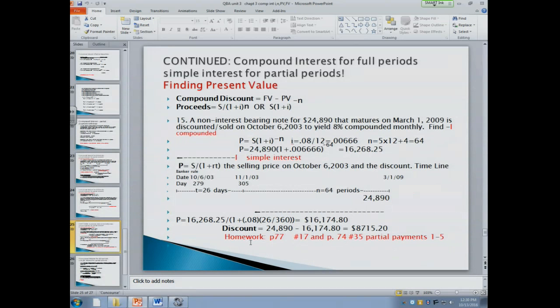So we have a few homework problems here. Page 77, there's 17, page 74, 35. And then on Blackboard, there's practice on your homework sheet called partial payments, 1 through 5, with the answers. So try those. Okay?